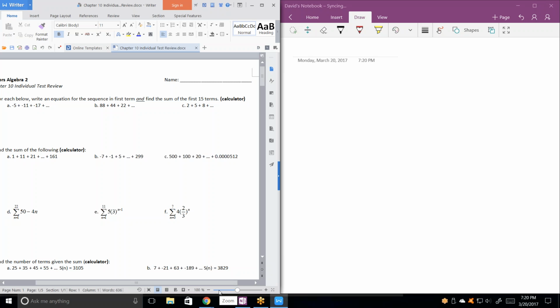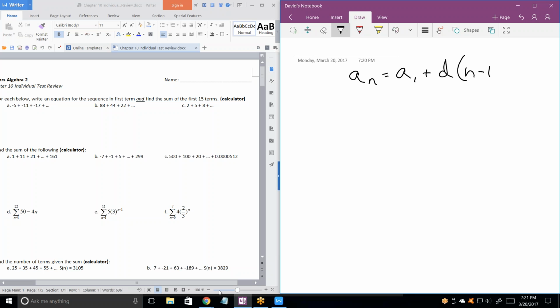What kind of sequence is this? Number C? Arithmetic. Okay. So again, what is the general equation? First term, a sub 1, and then plus the multiplier, and then times n minus 1. Notice with arithmetic sequences, you're always adding, not multiplying. And the n minus 1 is on the algebra line. It's not an exponent.